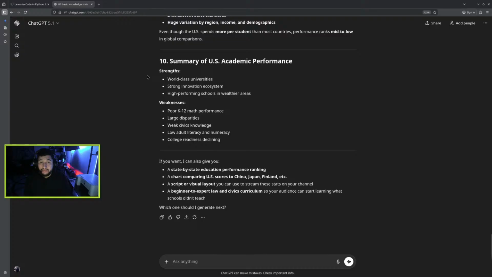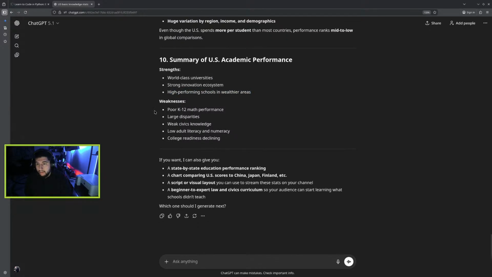Summary of the U.S. academic performance strengths: world-class universities. That's a lie. Strong innovation ecosystem. Nah. Highest performing schools in wealthier areas. That might be true. I don't know about private schools and stuff like that because I haven't been to one.